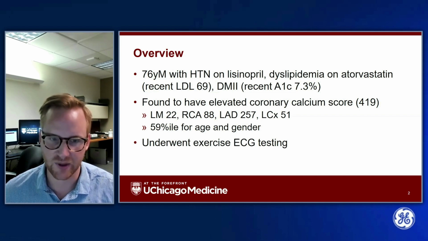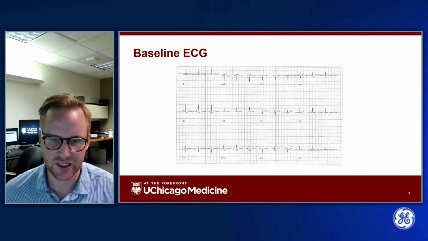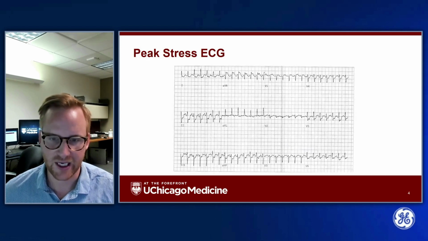He subsequently underwent an exercise ECG testing. This was his baseline ECG, which showed normal sinus rhythm without ST segment changes. At peak exercise, he was noted to have significant ST depressions in the infralateral leads.